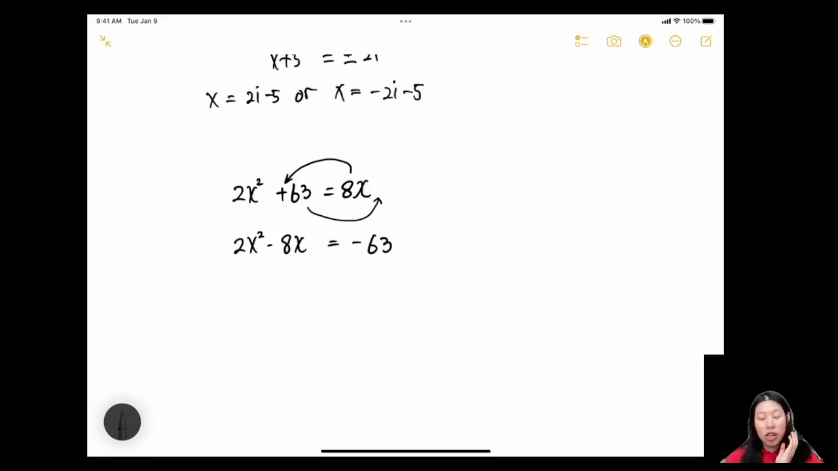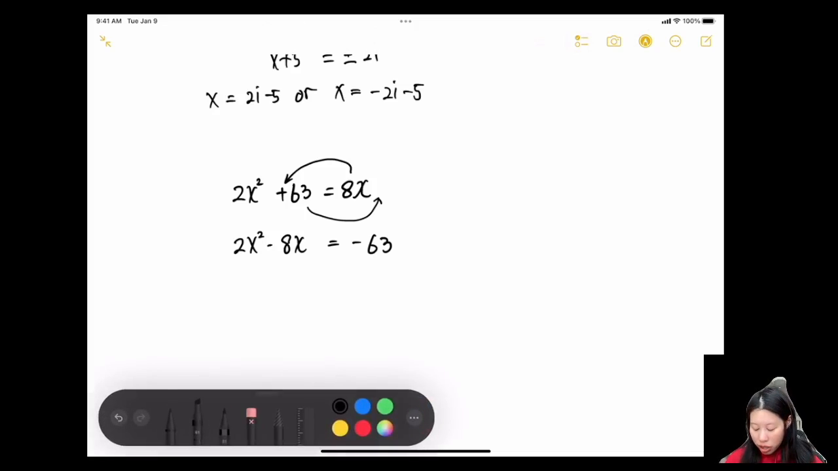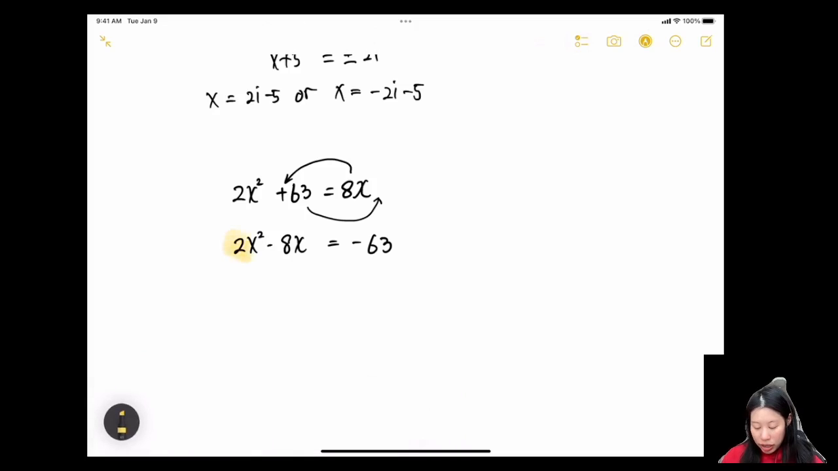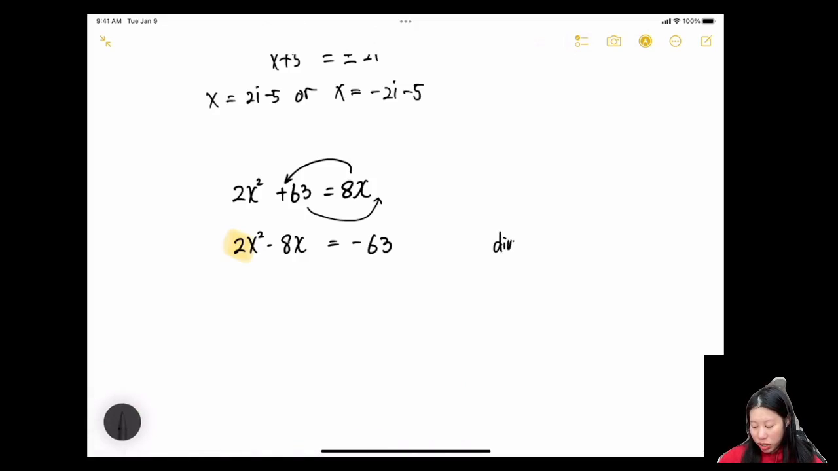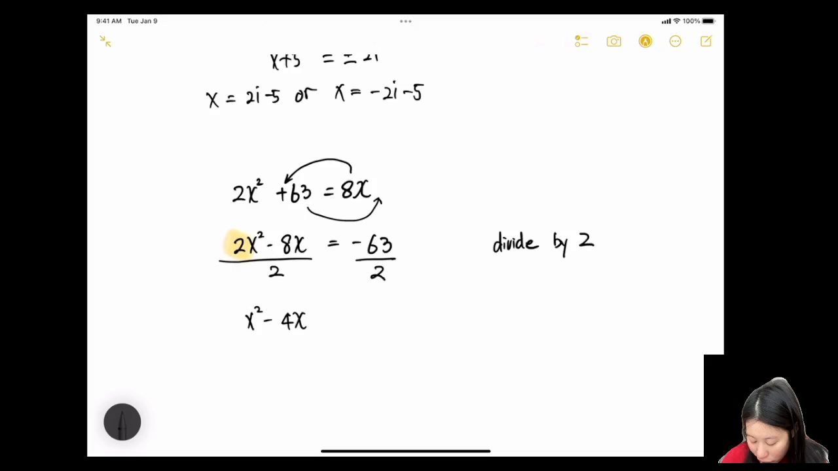Okay, so in here, what should we do next? You want to make this term become 1. So what you can do is divide by 2 on both sides. So they are both divided by 2. I have x squared minus 4x equals negative 63 over 2.